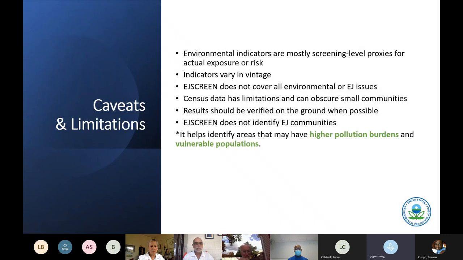And just as you have something that benefits, there are also caveats and limitations. Environmental indicators are mostly screening level proxies for actual exposure or risk. Indicators vary in vintage. EJSCREEN does not cover all environmental or EJ issues. Census data have limitations and can obscure small communities. Results should be verified on the ground when possible because we know things could change. EJSCREEN does not identify EJ communities. It just helps identify areas that may have higher pollution burdens and vulnerable populations.